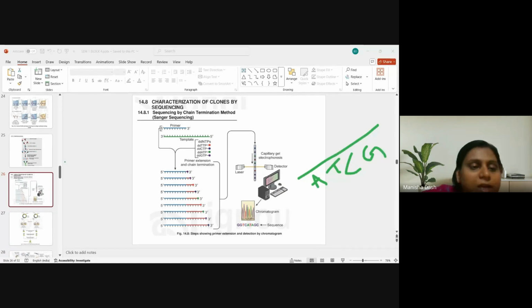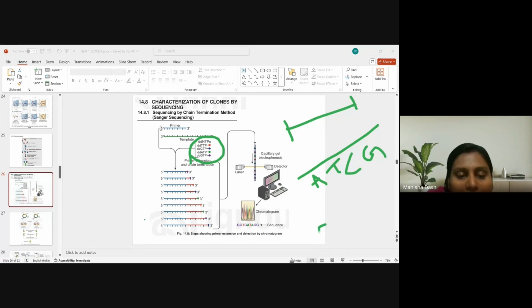Sequencing uses a particular gene of your interest along with a primer, which has some bases complementary to the template DNA or your target DNA. Then, what you are using in the solution is, instead of dNTP, you are using ddNTP. I hope everyone knows.